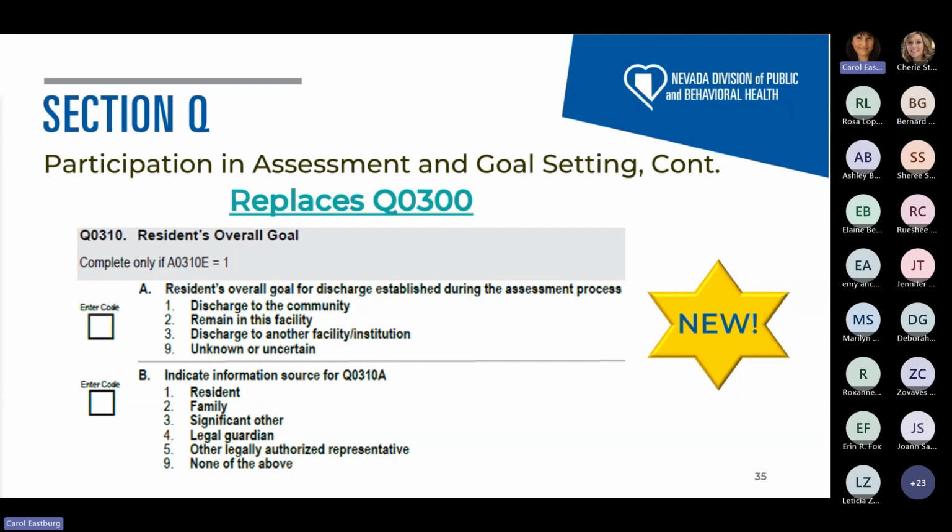In Q0310B, you're going to indicate the information source for Q0310A. So did the resident give that information? Did the family provide it? Was it a significant other, a spouse or partner? Was it the resident's legal guardian, or was it another legally authorized representative? And you have 9 for none of the above.